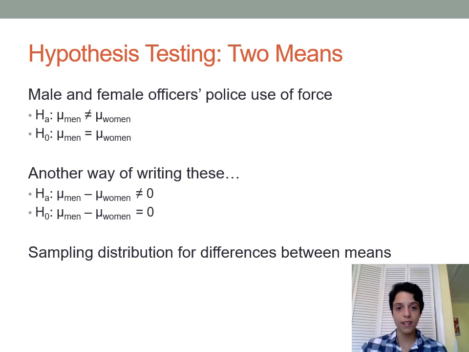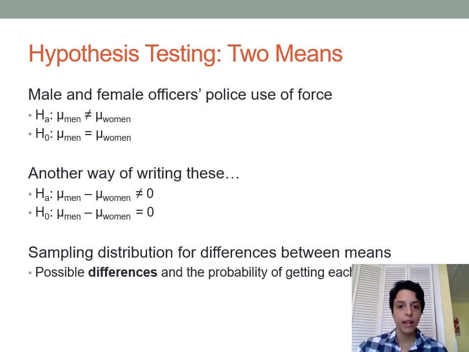So our hypotheses are going to be written as differences so that we can look at the difference between the means in our sampling distribution. And what a sampling distribution for differences between means shows you are possible differences between sample means and the probability of getting each one. And it will be the shape of a t-distribution. But before I go any further, I'm going to jump over to the document camera and show an example of a sampling distribution for differences in means and also how you would plot different sample means and their differences on it.